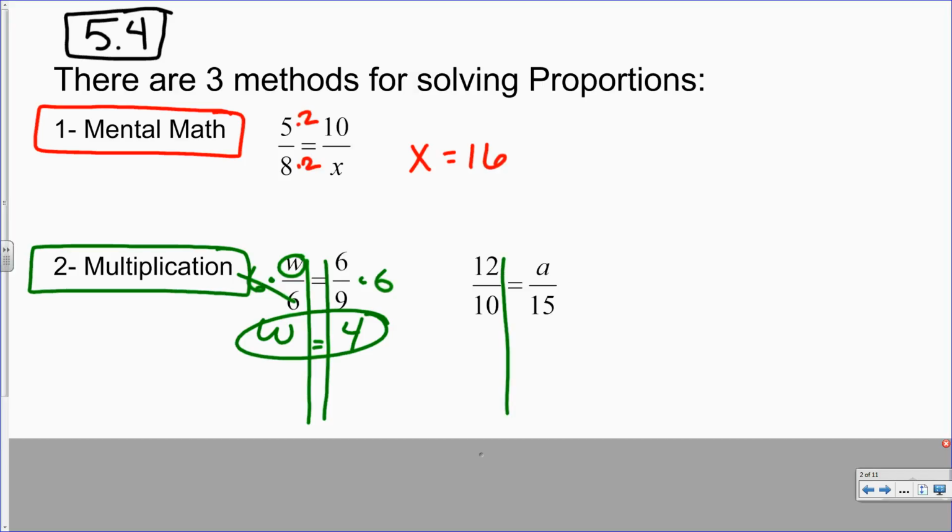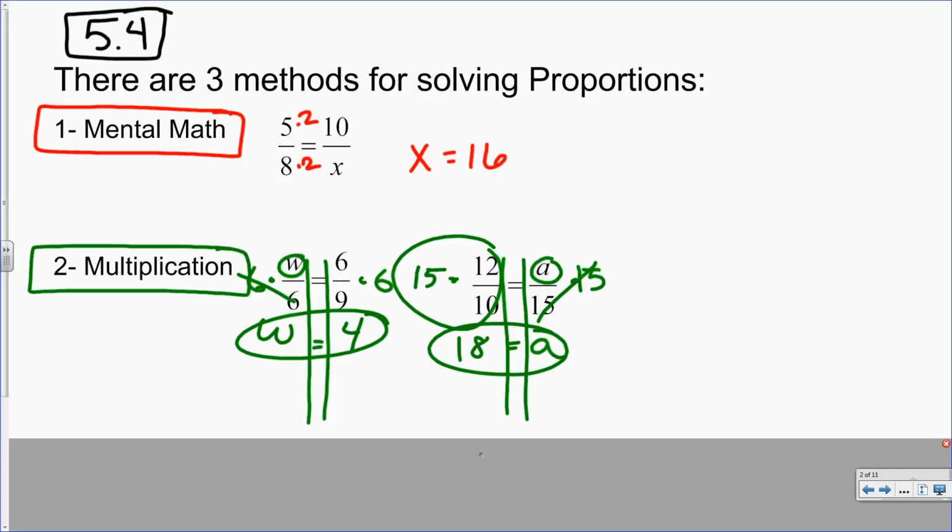Okay, on this problem, we drew the teeter-totter. Here's my variable. It's being divided by 15, so I would multiply by 15 on both sides. So this cancels out, and then we need to work this out. You would go ahead and take 15 and multiply it by your 12, and then you would divide that by the 10. And 15 times 12 is 180, and 180 divided by 10 is 18. So that's how you would work that one out, using mental math and multiplication.